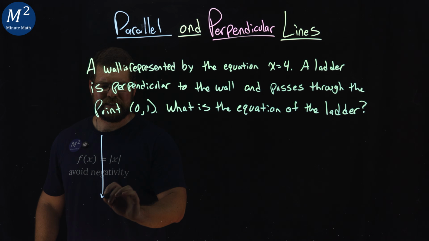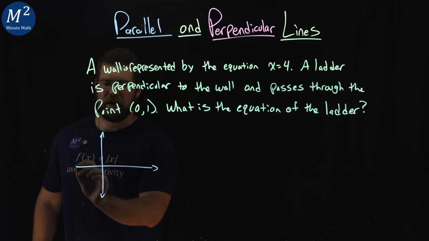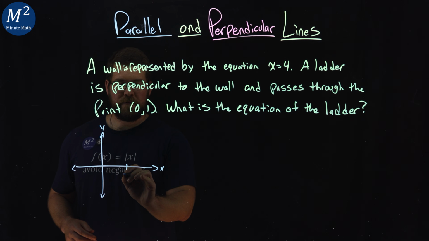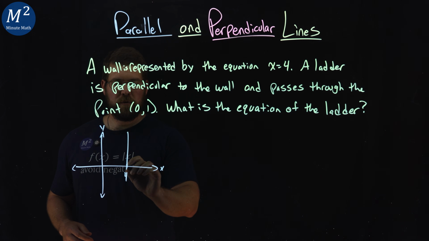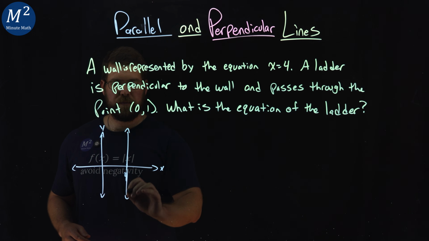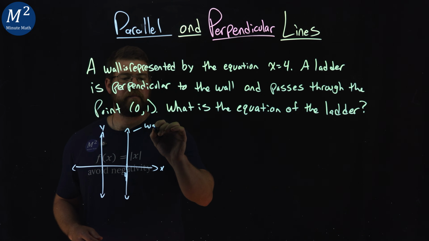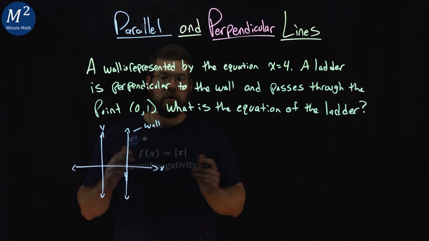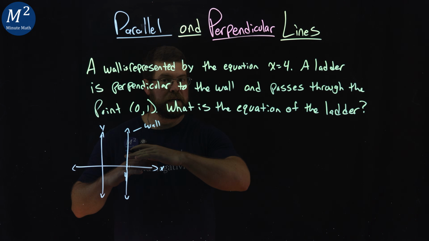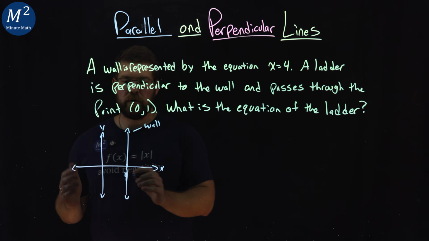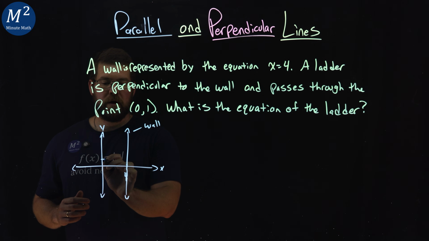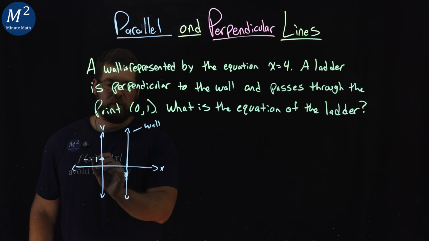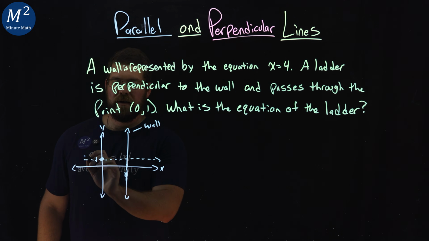So if I quickly made a sketch on an xy plane here, our equation x equals 4, at 4 here, is just a vertical line right there at 4. So that's our wall. Now they say that the ladder is perpendicular to the wall. So if it's not vertical, it's going to be horizontal and passes through the point 0, 1. So when x is 0, y is 1. It passes through this point right here. So here, I'll put a little dashed line, is our ladder.